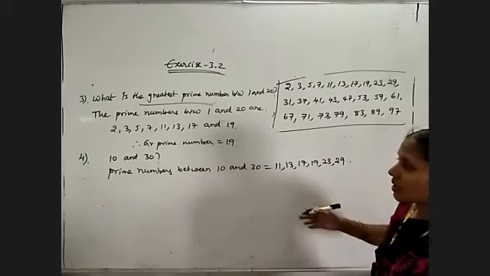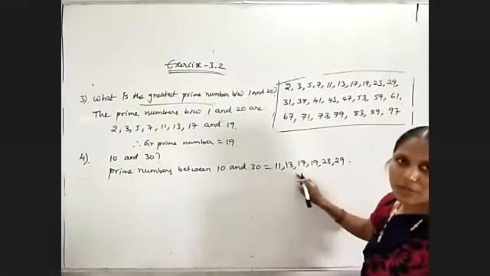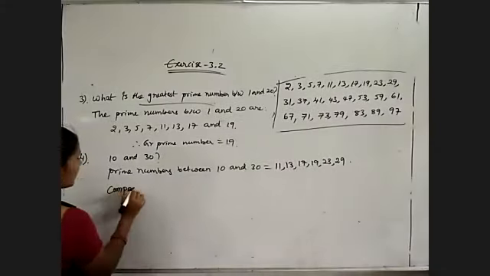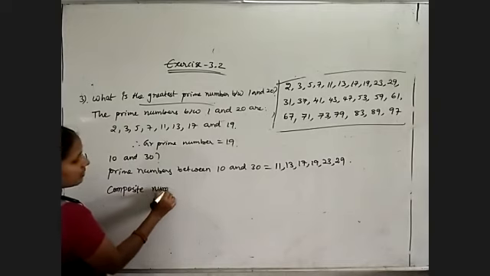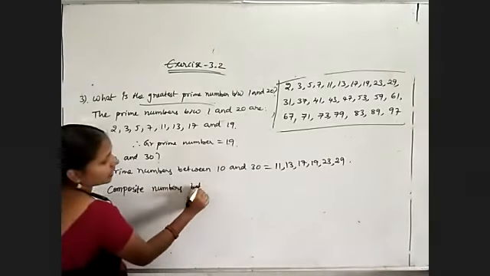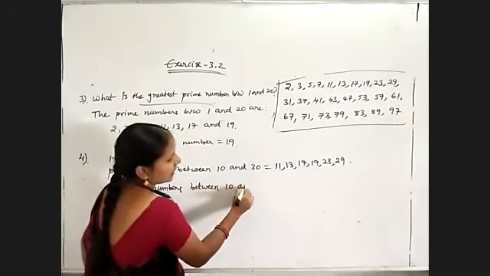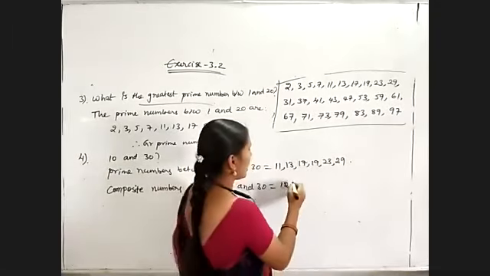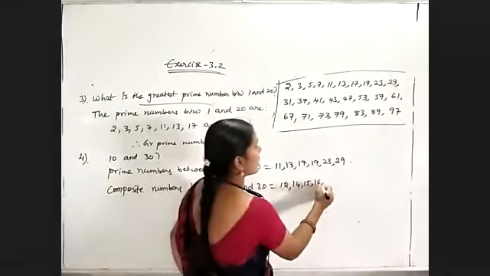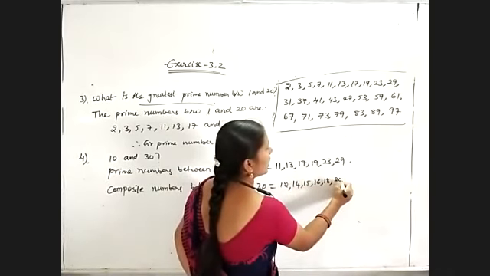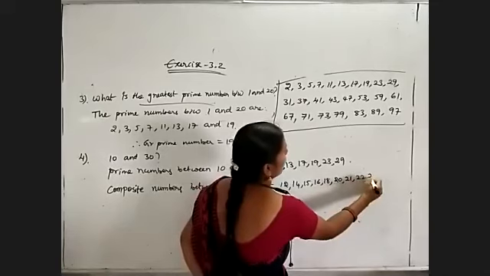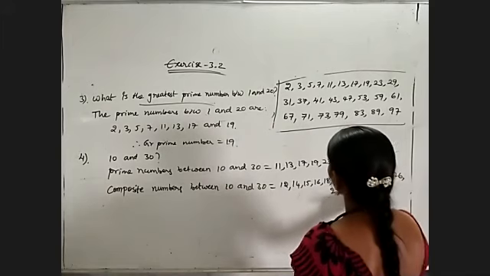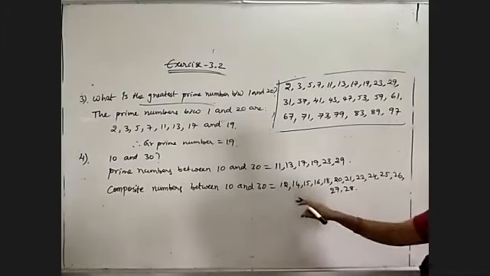That's all. Numbers which are not primes are the composite numbers. So write the composite numbers between 10 and 30. Composite numbers between 10 and 30 are 12, 14, 15, 16, 18, 20, 21, 22, 24, 25, 26, 27, 28. We didn't include 30.